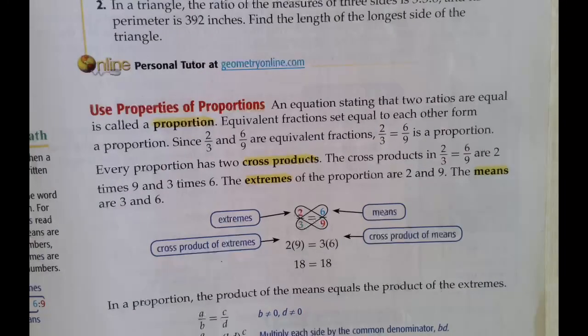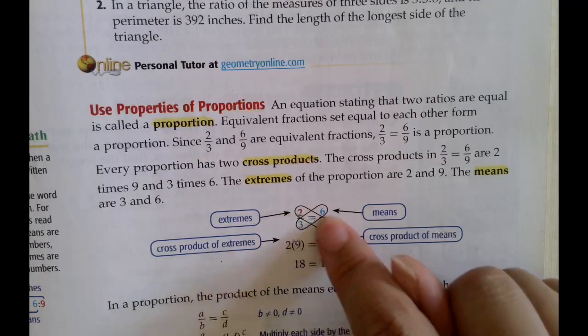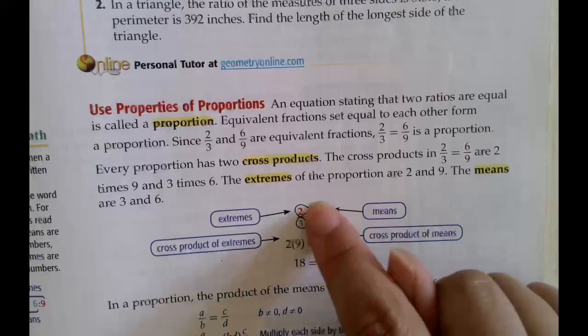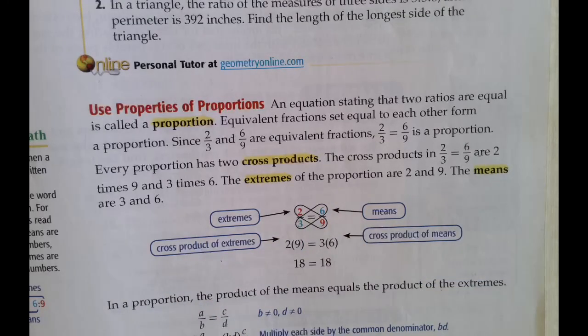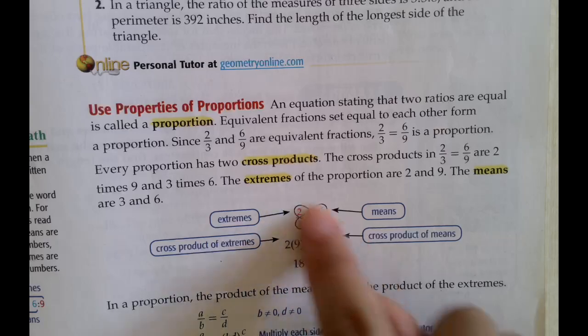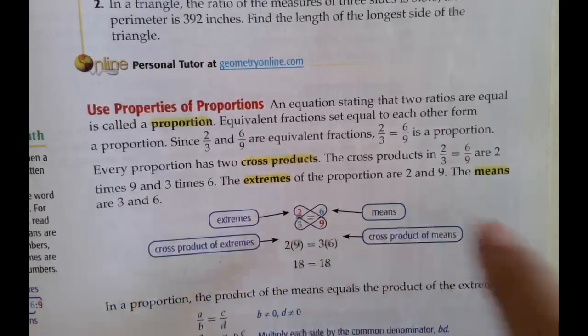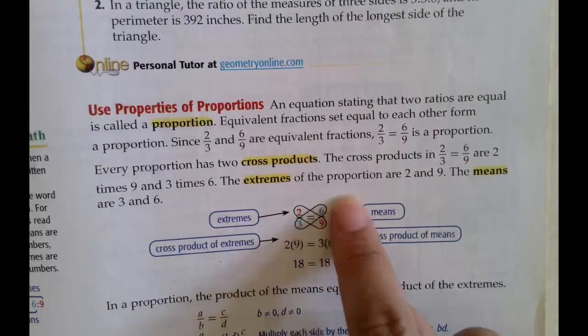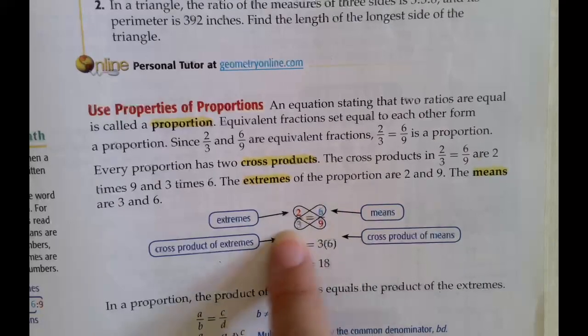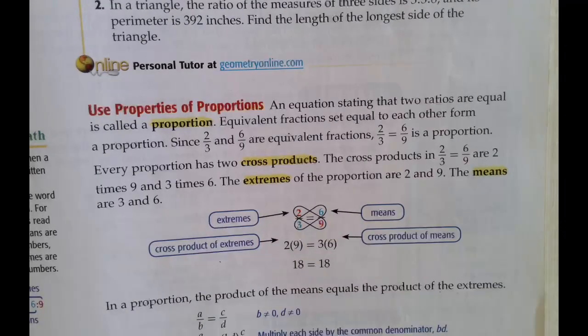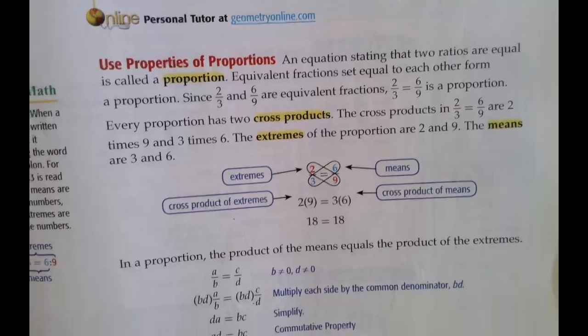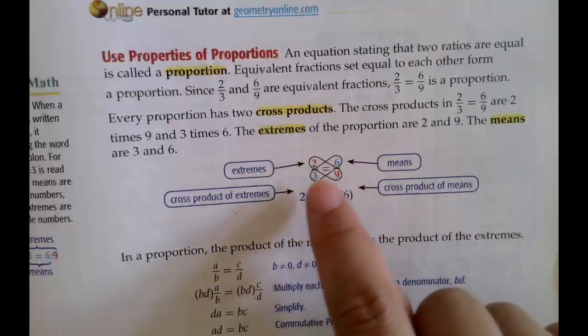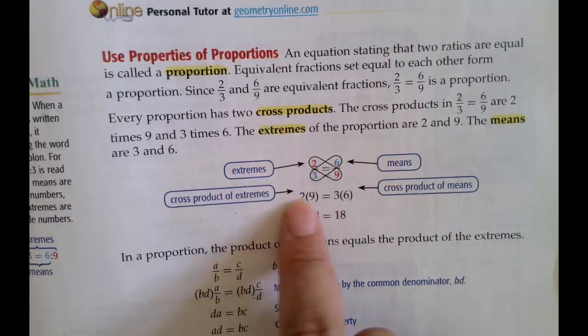Every proportion has two cross products, like this: 2 times 9 here, and 3 times 6. The extremes of the proportion are 2 and 9, and the means are 3 and 6. The extremes are the outer numbers, and the means are the inner ones. All you do is multiply them, and you set them equal to each other.